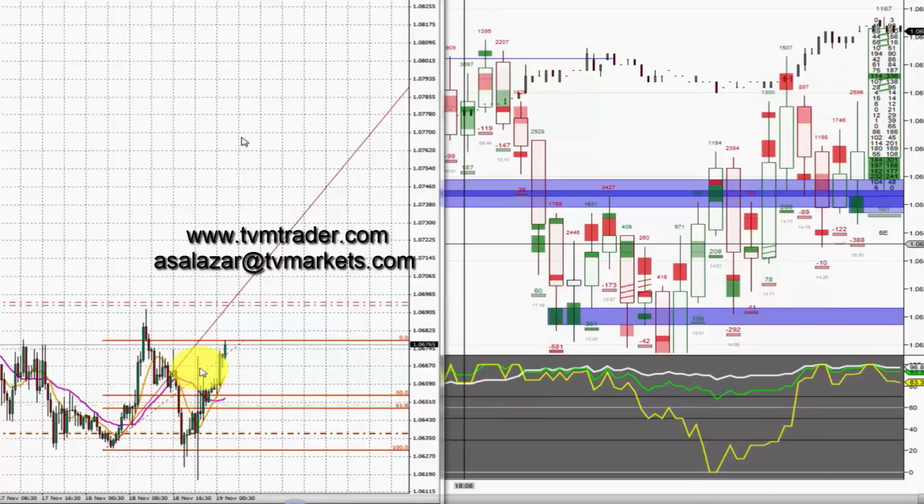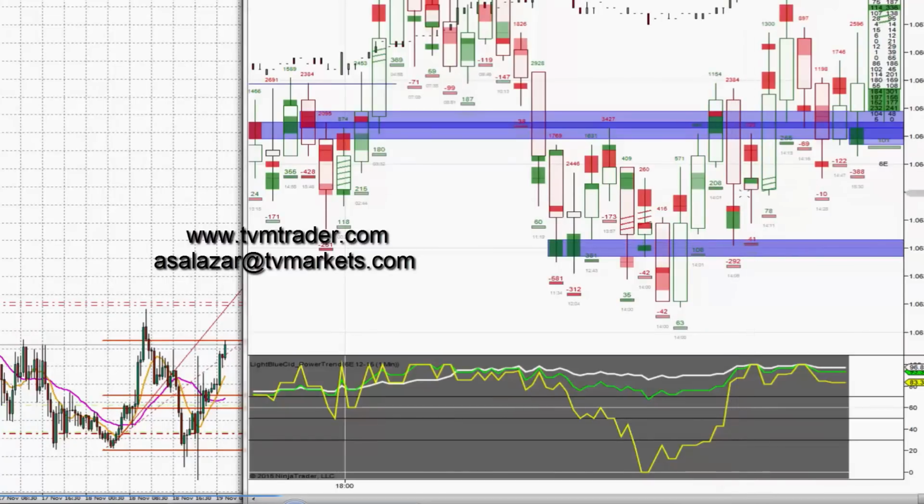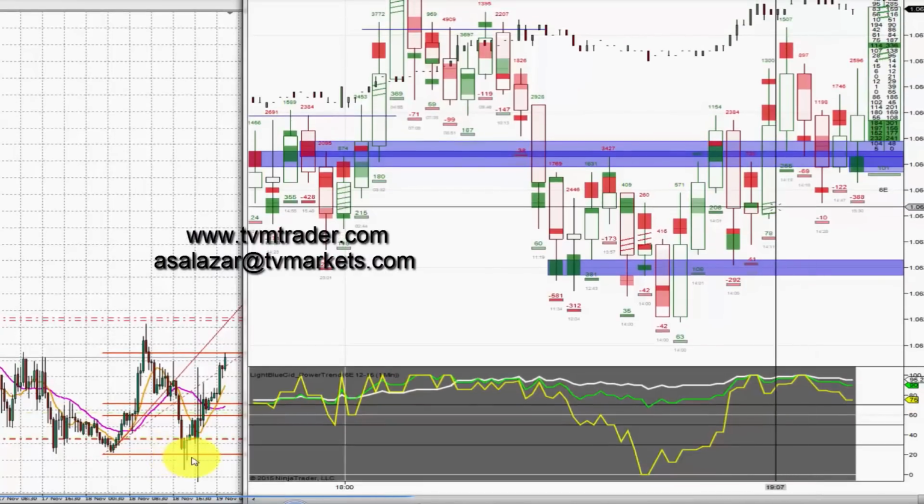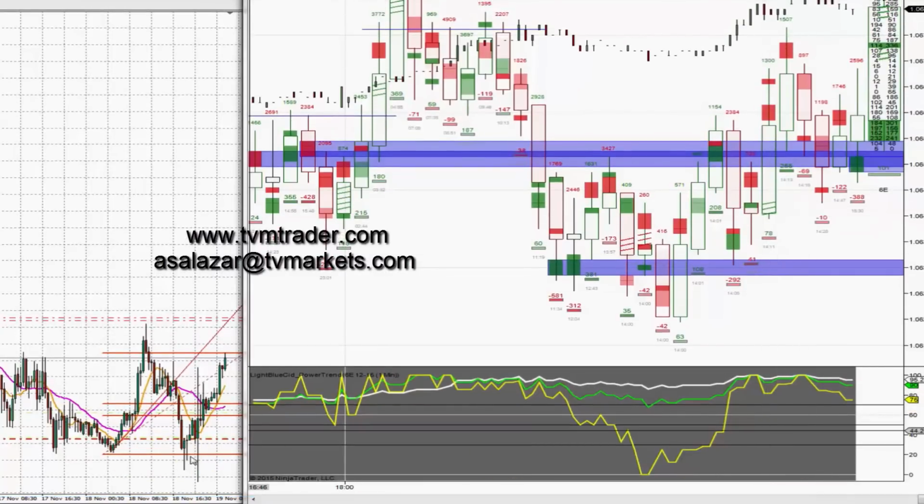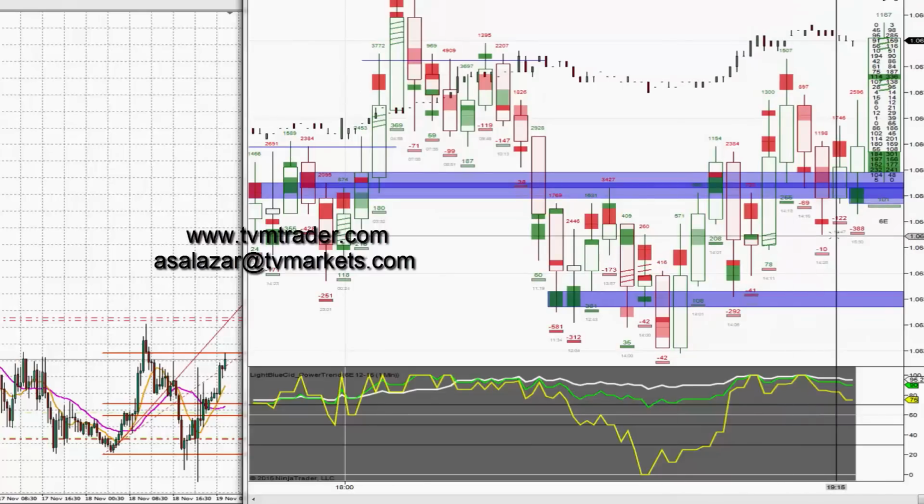And after it went, at that support, we were able to add a second continuation level based on the pullback to the second level, also shown by Light Blue Sea. So this is a great trade example of how we can ride an intraday trend by recognizing certain strategies, seeing what kind of levels we're working with, and recognizing any fake breakdowns or breakouts, and ride the intraday trend.